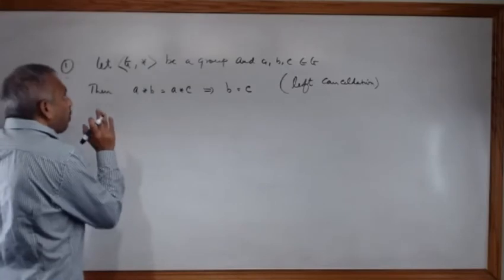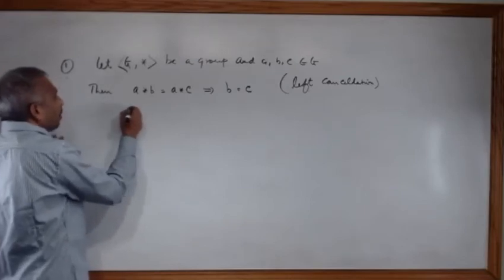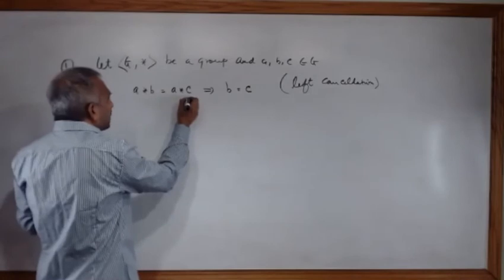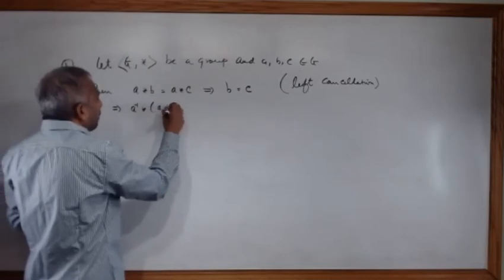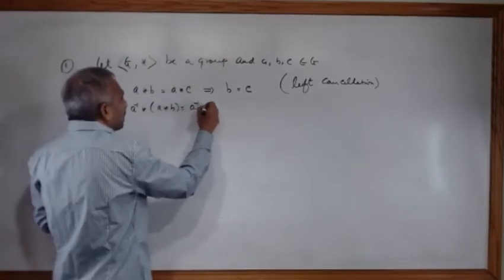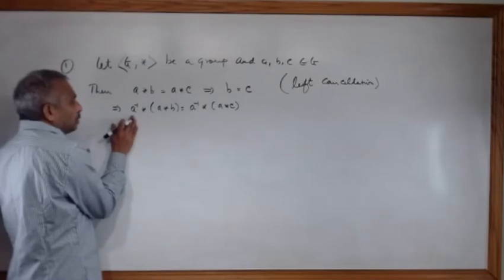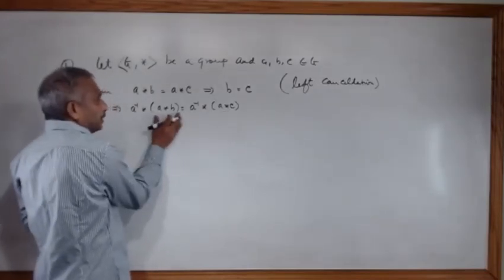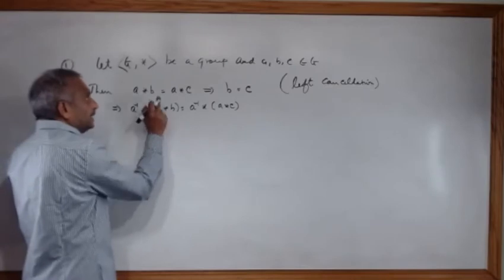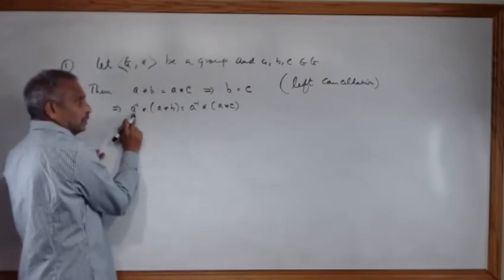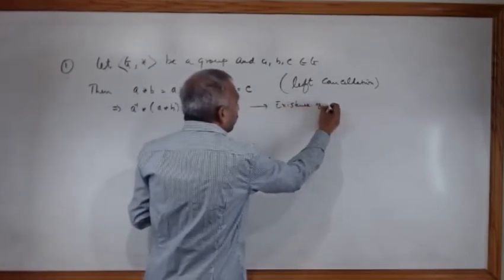We will make use of only the properties of a group here. So how do you prove this? A star B equal to A star C implies A inverse star of A star B is equal to A inverse star of A star C. The property we are going to use here is, these two are same elements. So you are multiplying an element with the same element. And for every A in G, there exists an A inverse. So here we are using the existence of inverse.